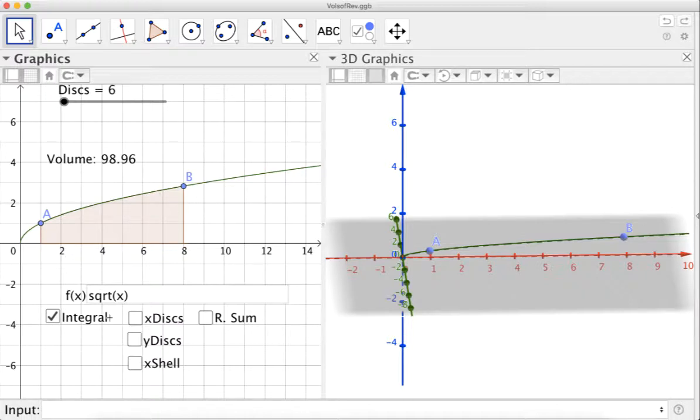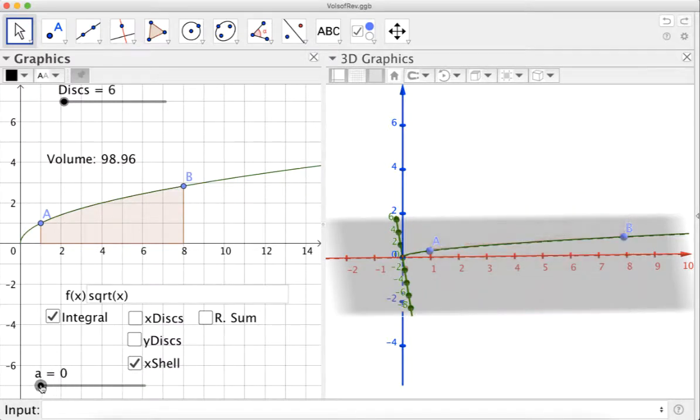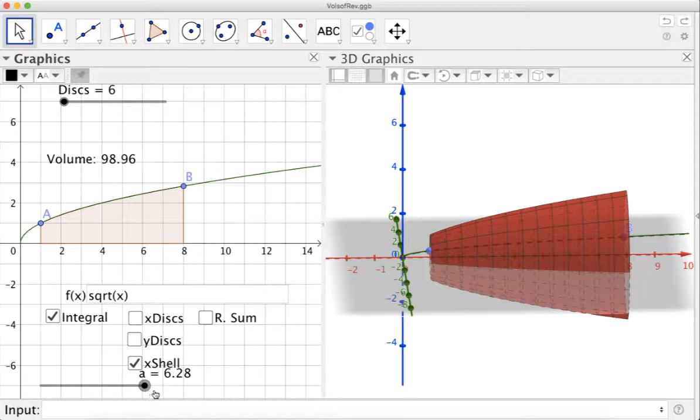Now imagine further that we take this shape and we rotate it completely around the x-axis. So it would look something like this as we rotated it around. And we would end up getting a three-dimensional solid. And what we're going to do is try to figure out how to calculate the volume of that solid.